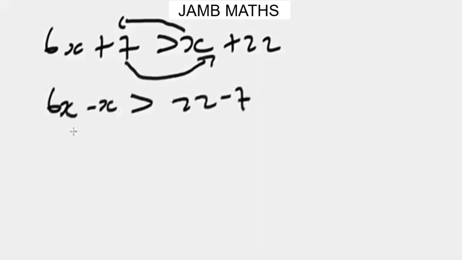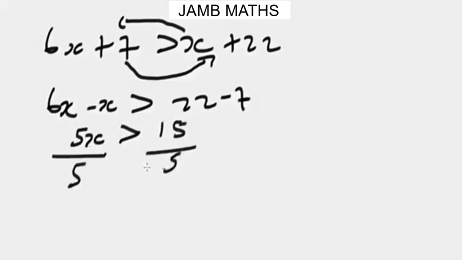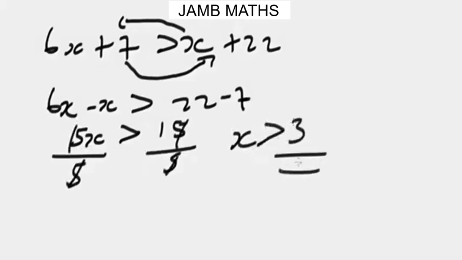Okay, so when you simplify it, you're going to have 5x is greater than 15, since 22 minus 7 equals 15. All right, so to make x the subject of the formula, divide both sides by 5. So our x will be greater than 3. Okay, so that will be the answer to this question. It's as simple as that. Now, note that when you divide by a negative number, you're going to change the inequality sign. I'm going to show you in the next example we have now.